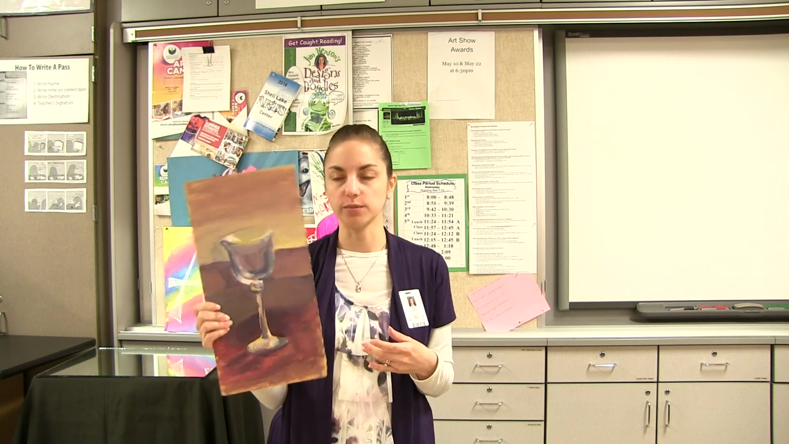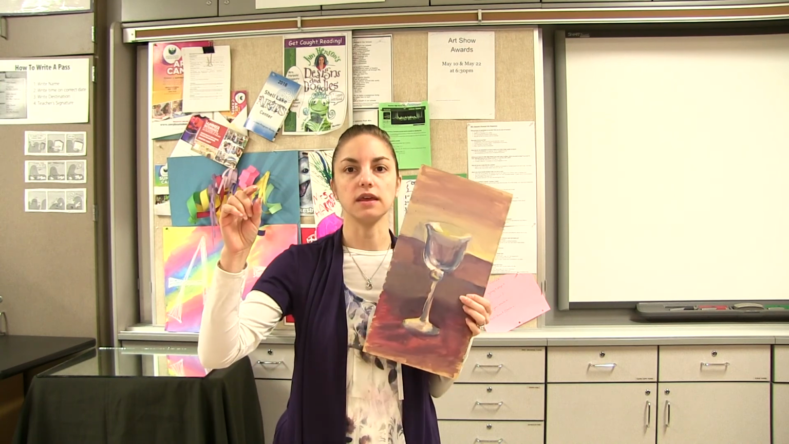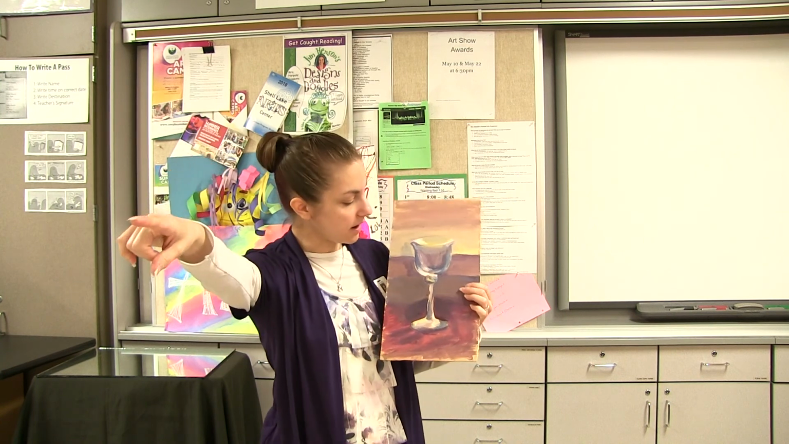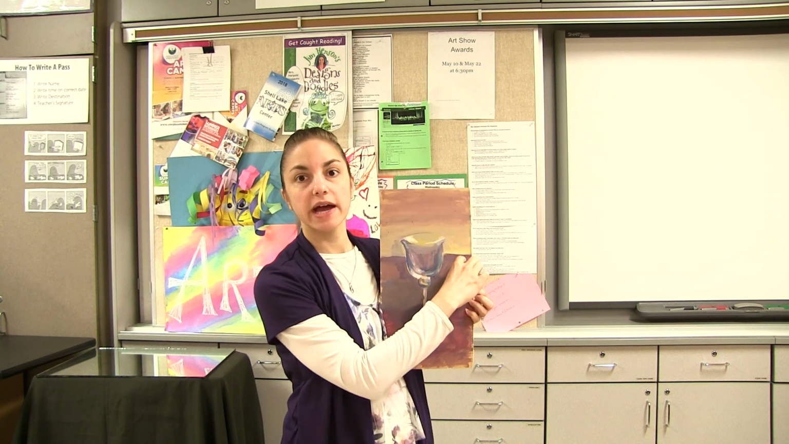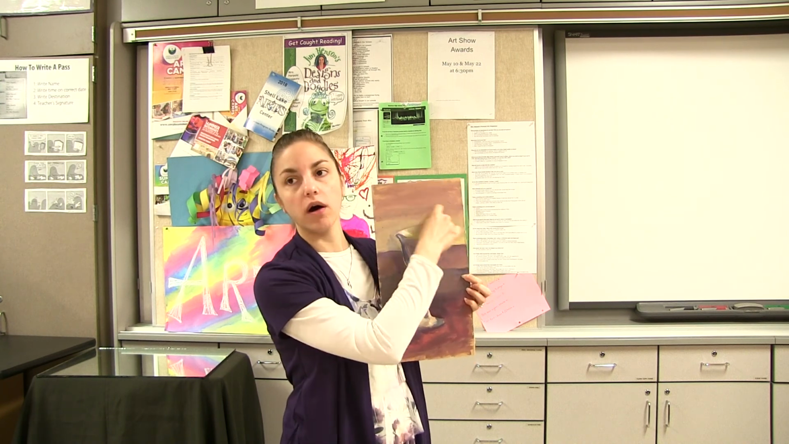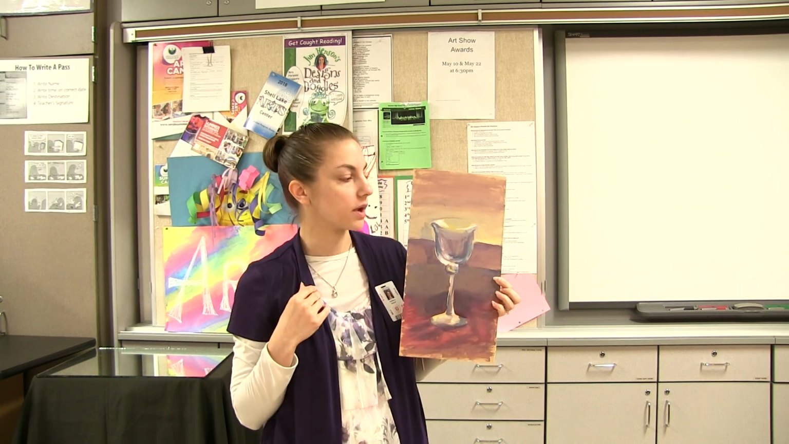Okay, this one I did from life also. I had this wine glass on the back counter back there. So you can kind of see this is counter, this is the little backsplash, and then this is kind of the wall color back there, and there was a light source on it at the time. Okay?